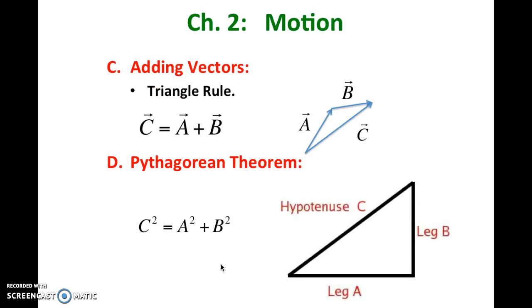Adding 2 vectors A and B, we can find the resulting vector C by following the triangle rule. Connecting the head of vector A with the tail of vector B, we obtain vector C by drawing an arrow from the tail of vector A to the head of vector B. This is the triangle rule. For a right triangle, the Pythagorean theorem tells us that a squared plus b squared equals c squared. Therefore, considering 2 vectors perpendicular to each other, we can find the magnitude of their addition by using the Pythagorean theorem.